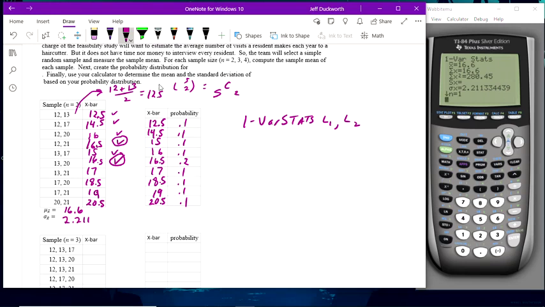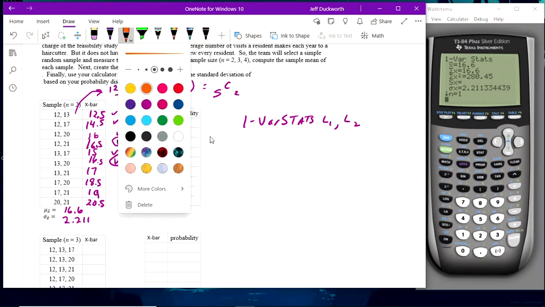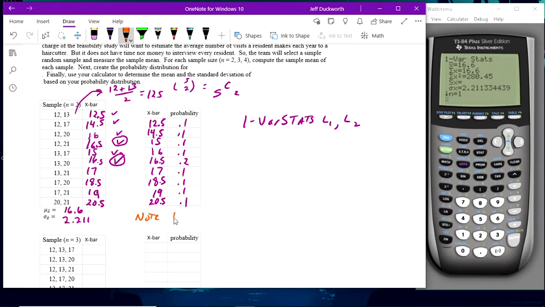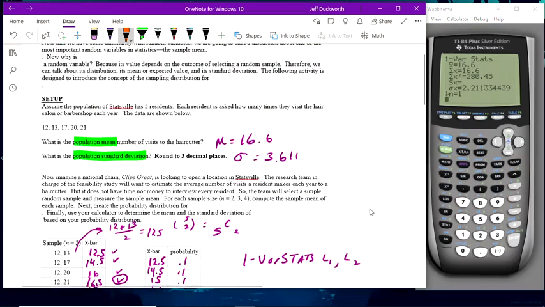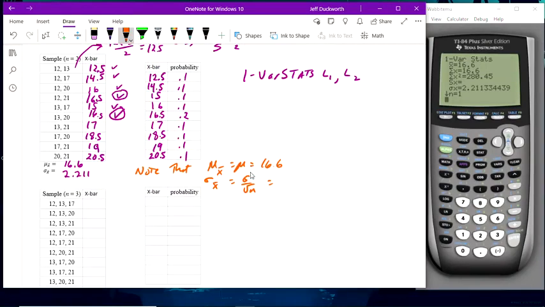Now, note, let's do this. That the mean of x bar is equal to mu, which should equal our 16.6. And our standard deviation of x bar will equal sigma over root n, which will be, our sigma is 3.611 over root 2. And that comes out to about 2.553.